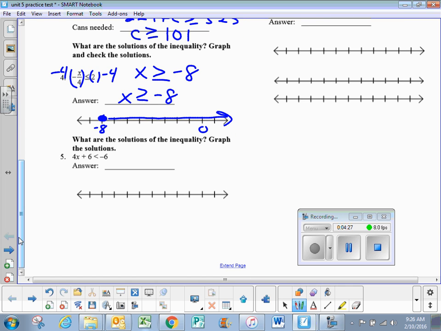Number 5. We'd subtract 6, so we get 4x is less than negative 12, because that's plus a negative, divide by 4, and x is less than negative 3.